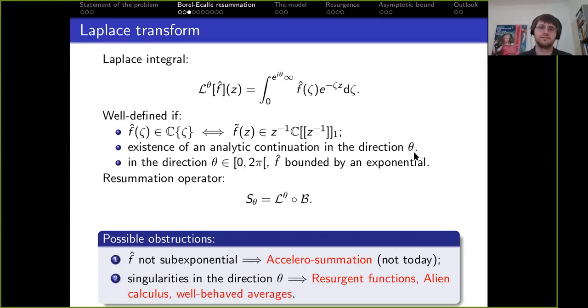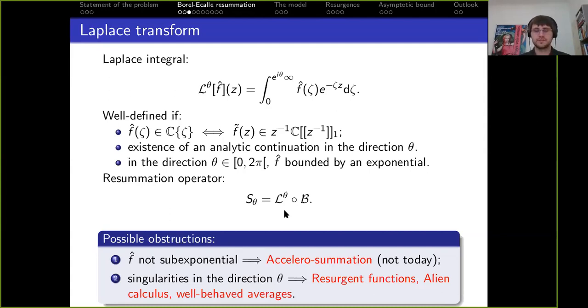So I need to have an analytic continuation in an open set that contains the ray from 0 to infinity. And finally, I need this integral to converge, meaning that f hat has to be bounded by an exponential. We say that there's sub-exponential behavior. Now, if those three conditions hold, then I define the resummation operator in the direction theta as the Borel transformation and then Laplace transformation.